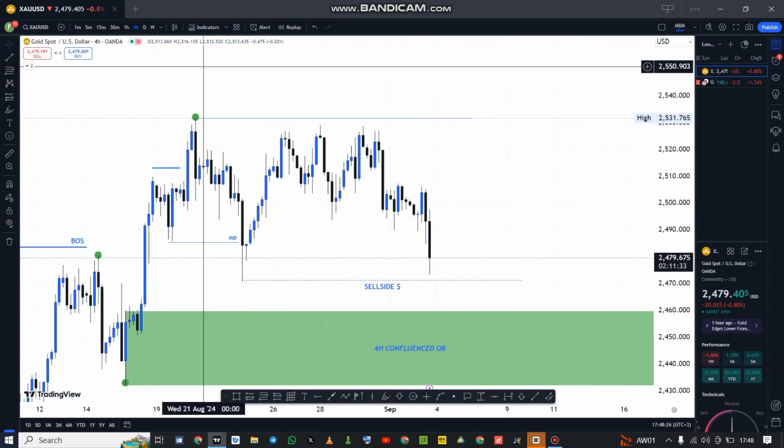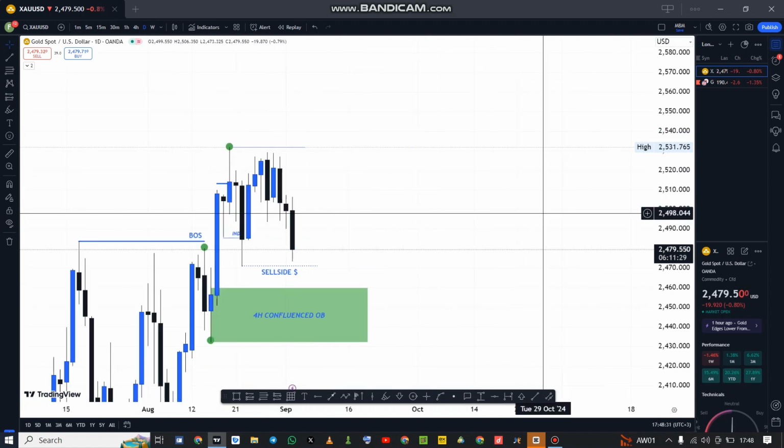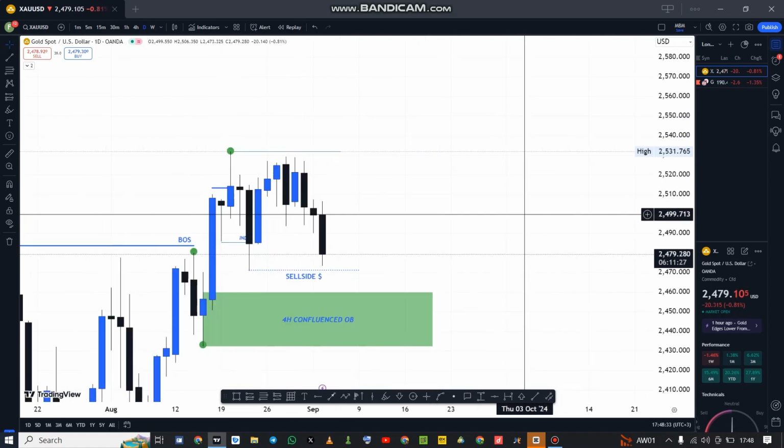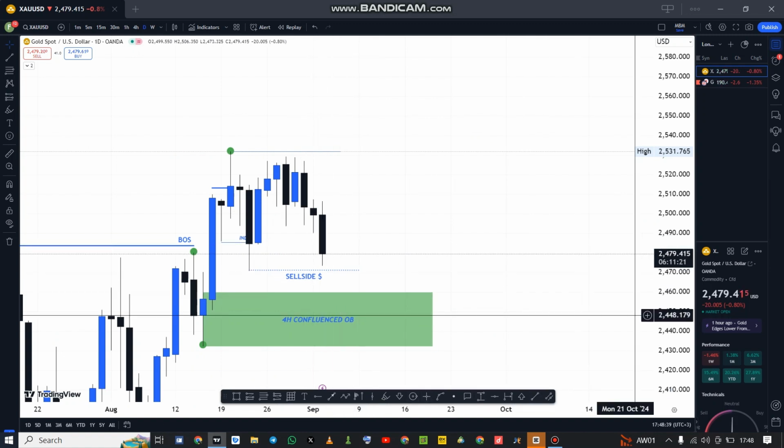Now, I want us to focus on the daily candle, since today is Tuesday, and I want to show how you could have traded this pair from Monday. So this is Tuesday. Now this was on Monday.